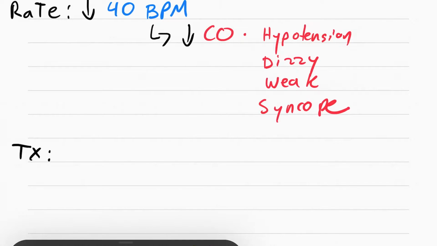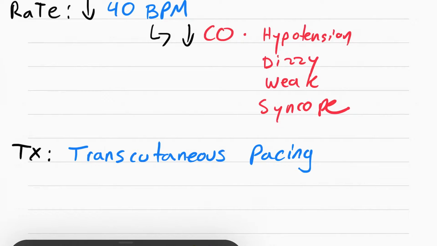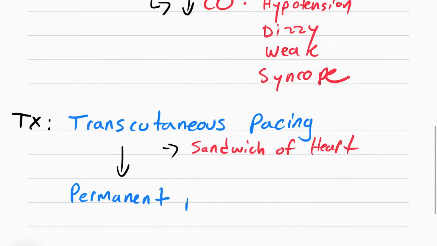Now, the treatment for third-degree heart block is transcutaneous pacing. Transcutaneous pacing is a fancy way of saying a temporary pacemaker. You want to make sure you put both pads on the top and the bottom of the heart, making a sandwich of the heart. After the temporary pacemaker, we want to get the patient a permanent pacemaker.